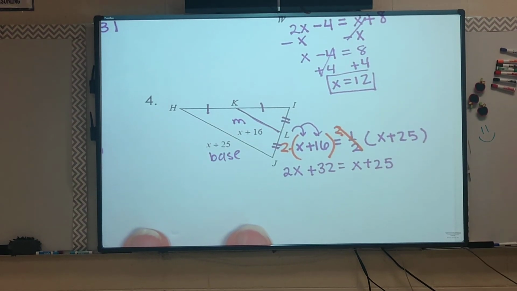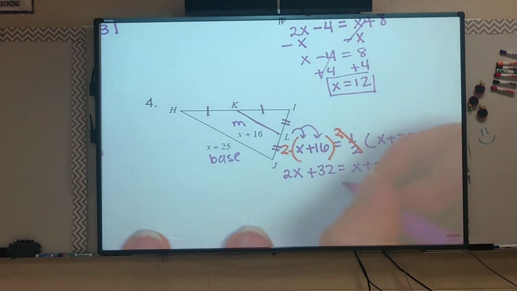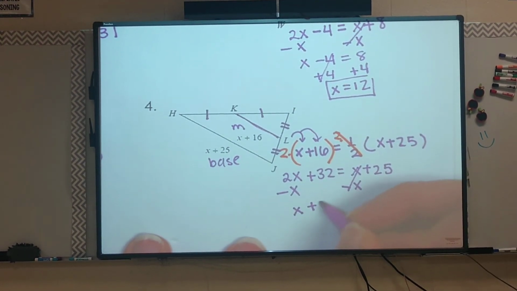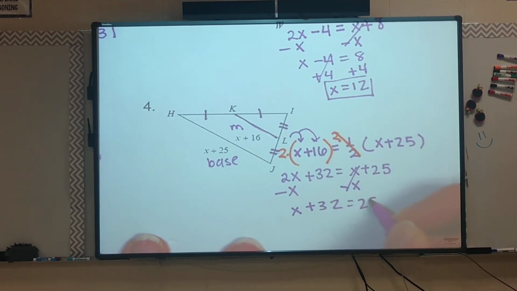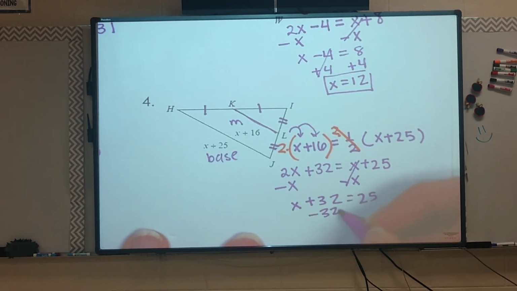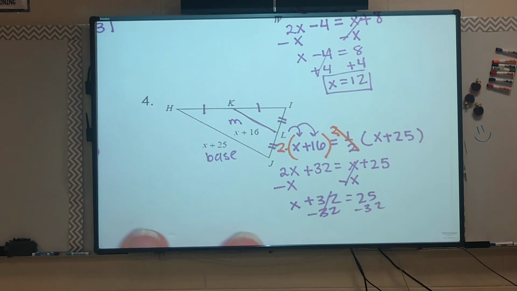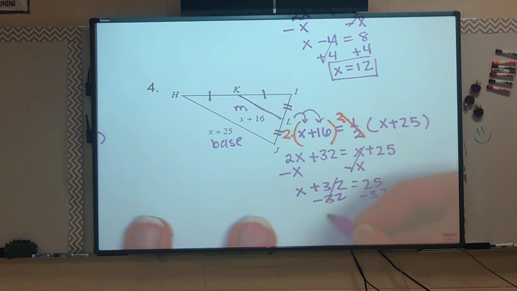Again, very simple algebra from here. Get your x's together. 2x minus 1x is x. And get your constants together. So move over that 32. And then 25 minus 32, gotta punch it in to check it, is negative 7.